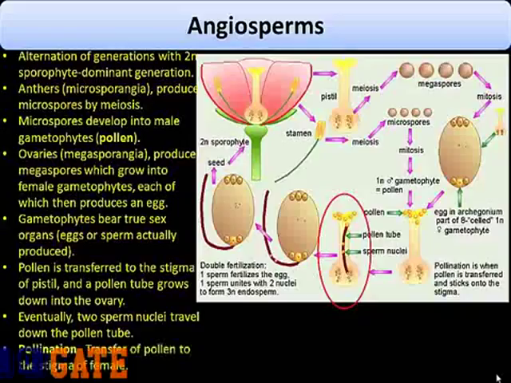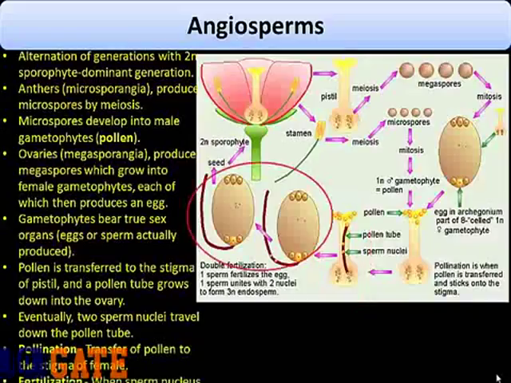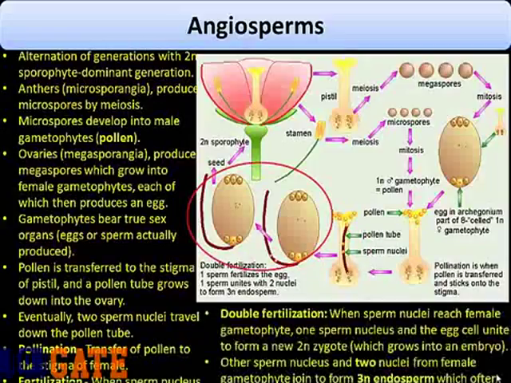Pollination is the transfer of pollen, that is the male gametophyte, to the stigma of the female, whereas fertilization is when the sperm nucleus and the egg nucleus unite. So angiosperms have an unusual thing called double fertilization.